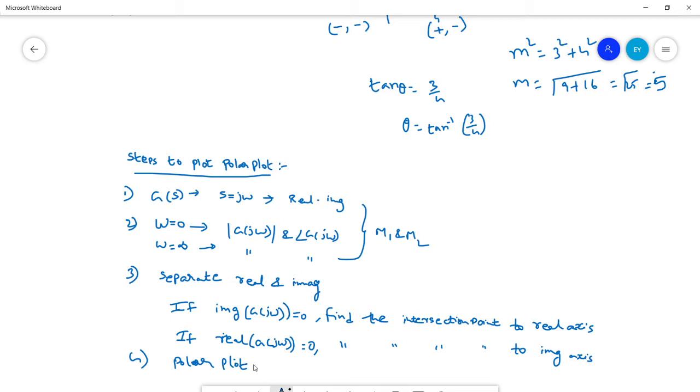So the gain crossover frequency is the frequency at which the magnitude of G(jω) will be equal to 1. Right? We'll write it down here.